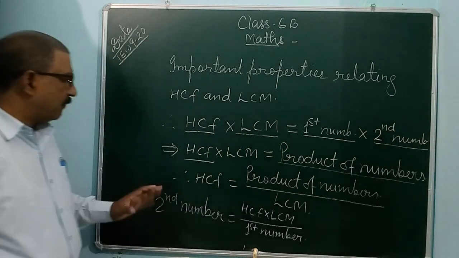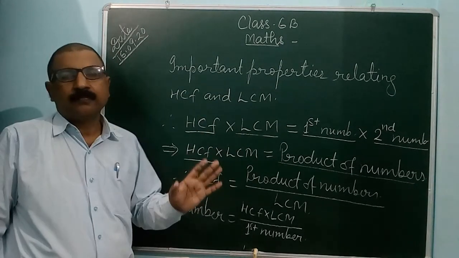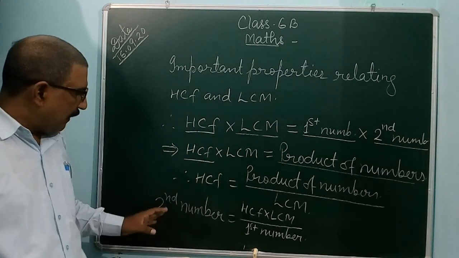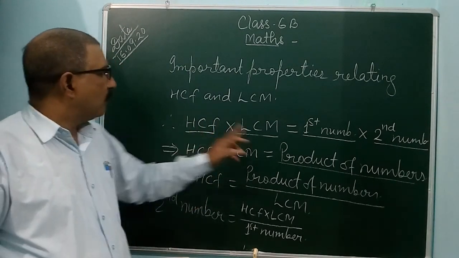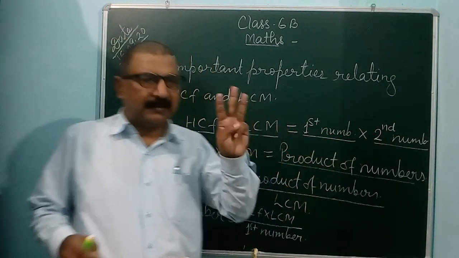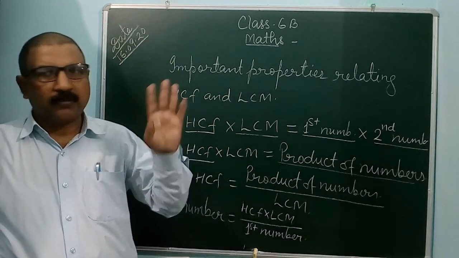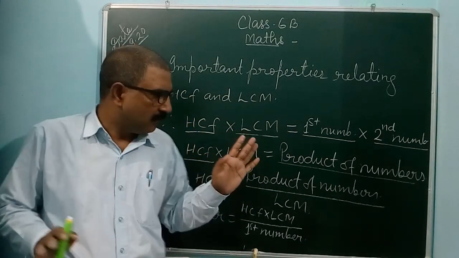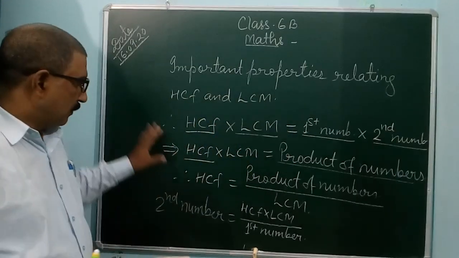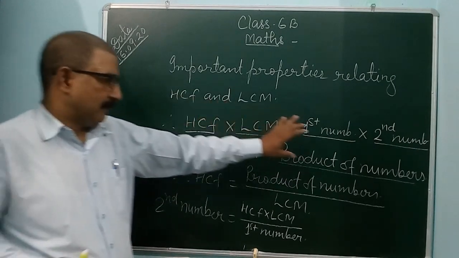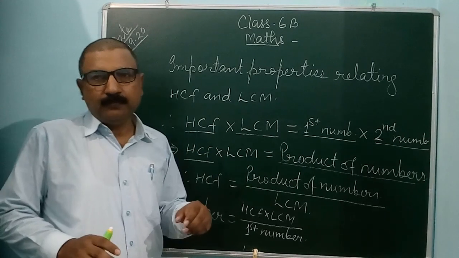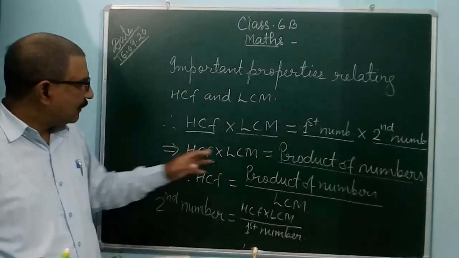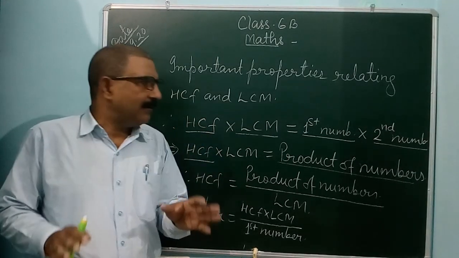So in this way you can find out HCF or LCM, you can find out first number or second number. There are 4 items, 1, 2, 3, 4, but if you have 3 items, you can find out any 4th item by this formula. And this is the relation between HCF and LCM. You can say this is the relation between LCM and HCF.